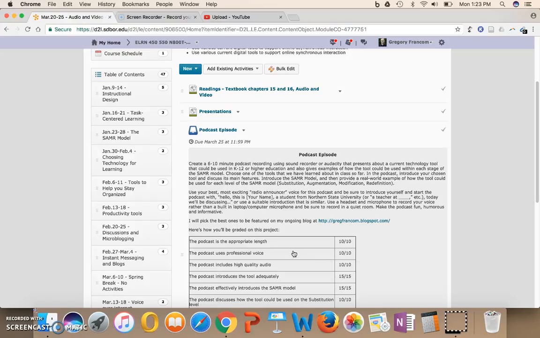So first you discuss the tool and what it does, and give an example maybe of what it does, and then also share how it could be used on the substitution level, then share how it could be used on the augmentation level, then share how it could be used on the modification and redefinition levels. So remember the SAMR model from earlier in the semester, it's coming back, and you're going to be, of course, presenting on that in your presentation.